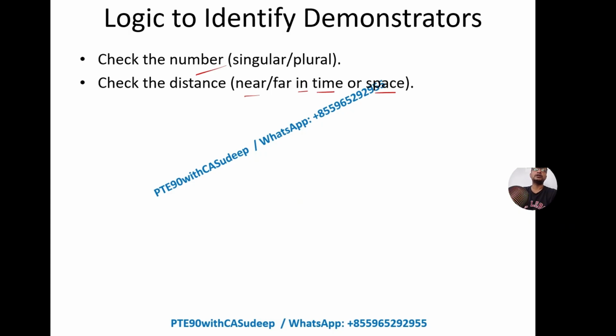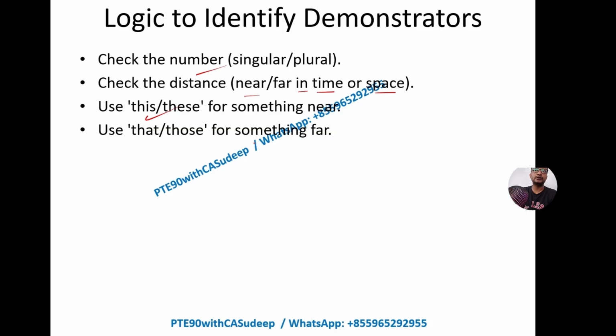Sometimes yesterday, the day before yesterday, last year, those are the far time. For example, now, currently, here, today are the near ones. And then distance, that distance, right? I didn't need to explain. This is for something near. We already know that those is for something far.